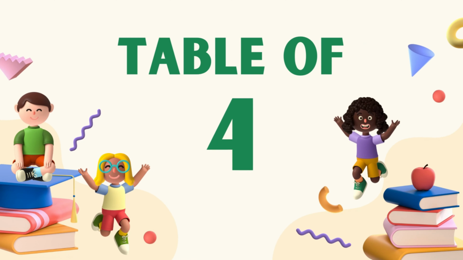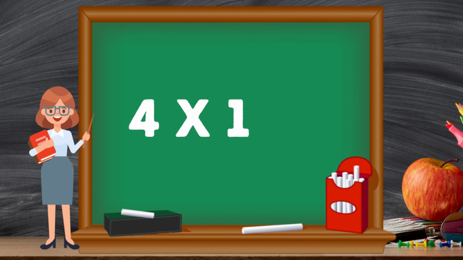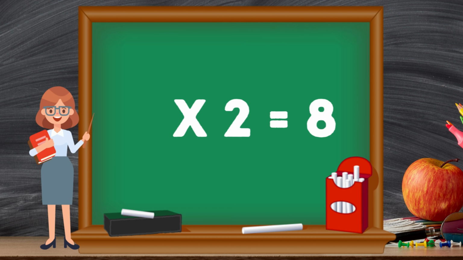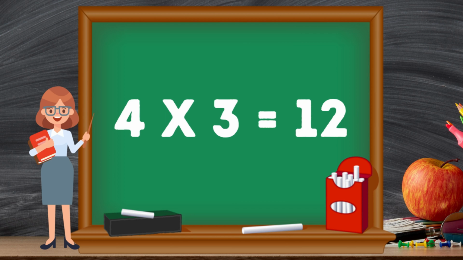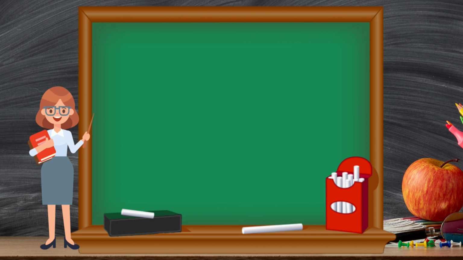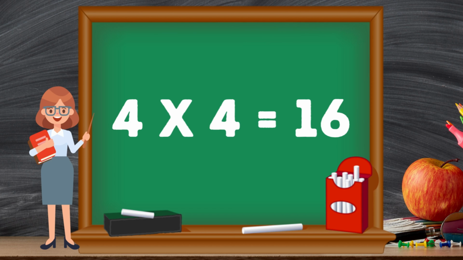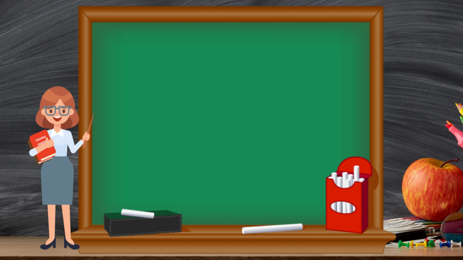Let's revise. Four ones are four. Four twos are eight. Four threes are 12. Four fours are 16. Four fives are 20.